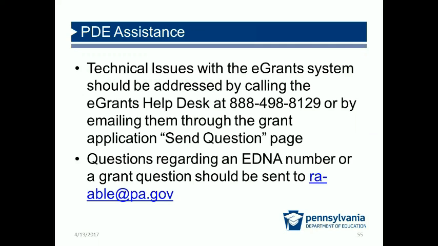Technical issues with the eGrants system should be addressed by calling the eGrants Help Desk at 888-498-8129 or emailing them through the grant application's Send Question page. Any questions about grant questions or obtaining an EDNA number should be sent to RA Able.